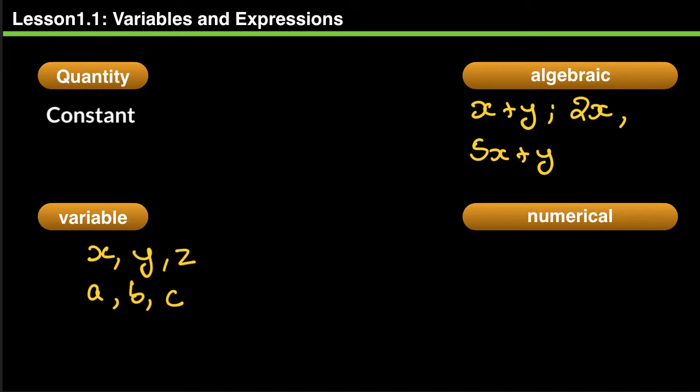What is a numerical expression? A numerical expression has numbers and operational symbols. For example, 5 plus 8. This is a numerical expression. 9 minus 6. This is a numerical expression. So, we know what a quantity is, we know what a variable is, we know what an algebraic expression is, and we know what a numerical expression is. Let us see how to convert some word phrases into algebraic expressions.